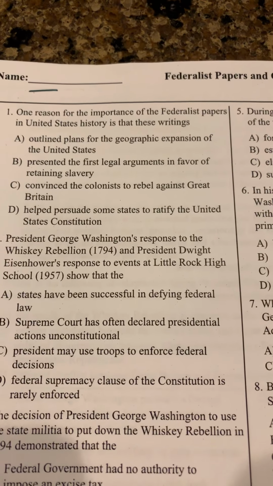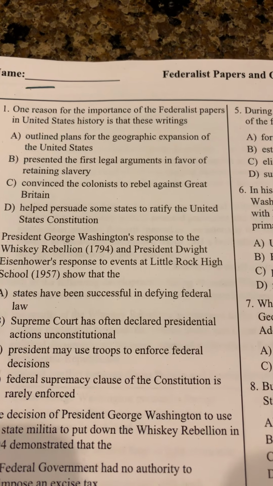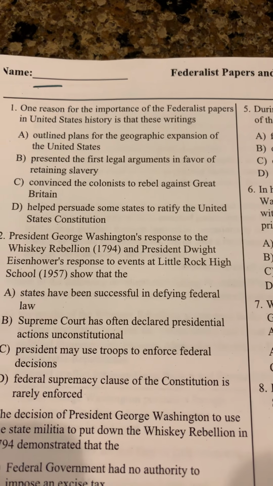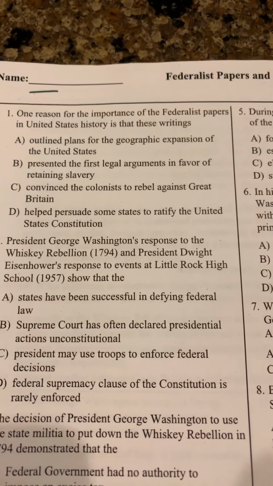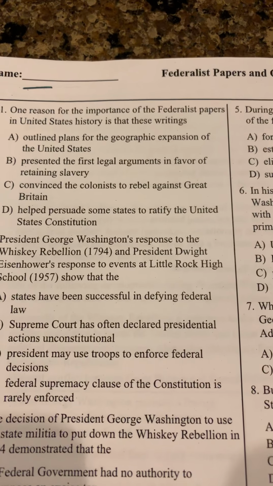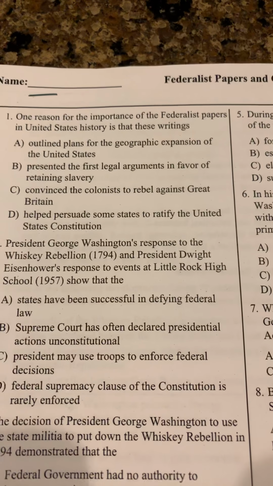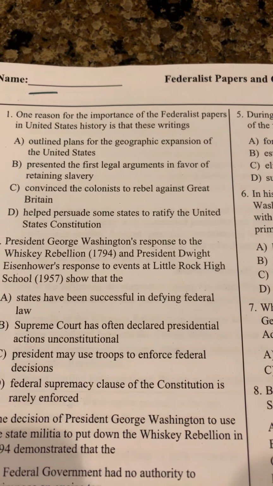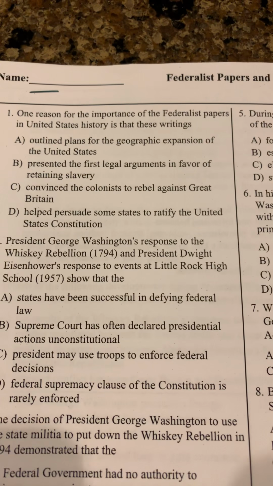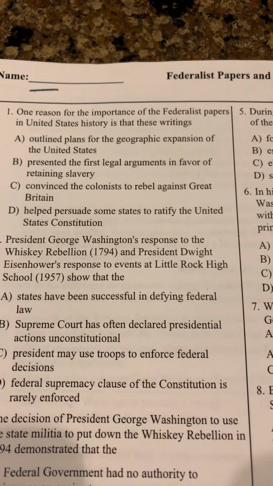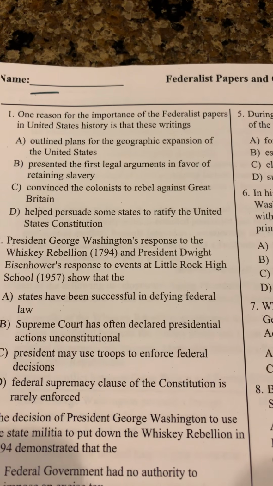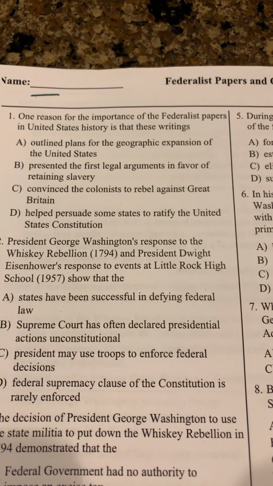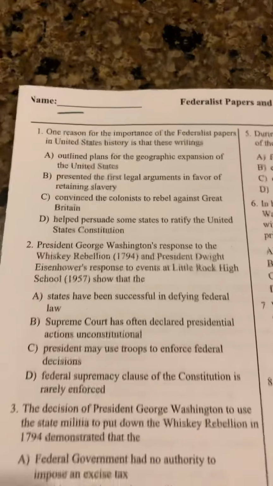Number 1. One reason for the importance of the Federalist Papers in United States history is that these writings A. outlined plans for the geographic expansion of the United States, B. presented the first legal arguments in favor of retaining slavery, C. convinced the colonists to rebel against Great Britain, or D. helped persuade some states to ratify the United States Constitution.